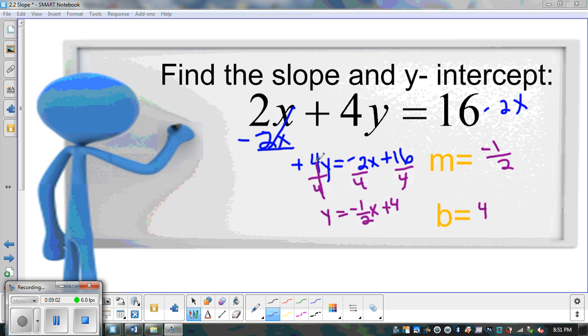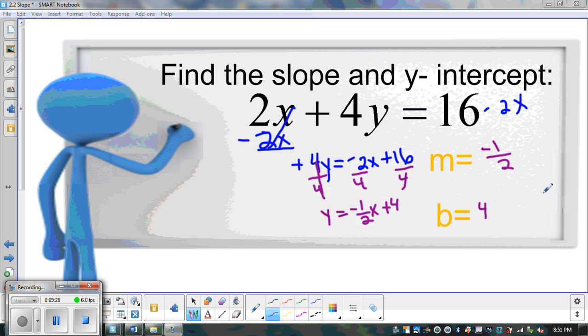Divide by the exact number, the coefficient attached to the y, which is a 4. Divide not once, not twice, but 3 times. Then we reduce our fractions. 2 over 4, they're both even numbers. We can reduce them to 1 over 2. The signs are different, so it is still a negative fraction. And then 16 divided by 4 is 4. The slope is a negative 1/2. The y-intercept is a positive 4.